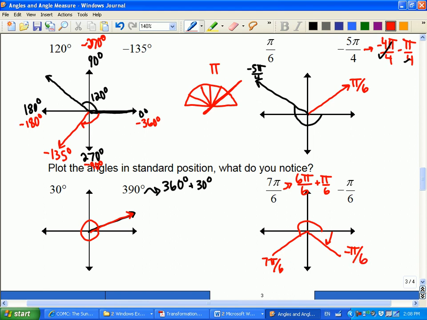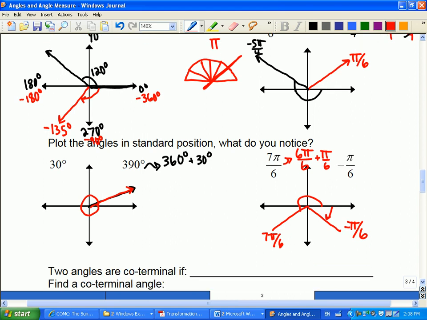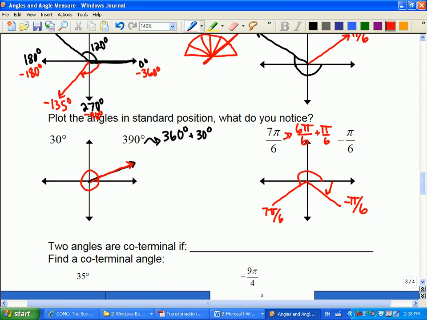All right, so anybody notice something there? Yeah, sure. They're the same in the first graph. Different numbers, same standard position. So that's what we call them: two angles are coterminal if they share the same terminal arm.